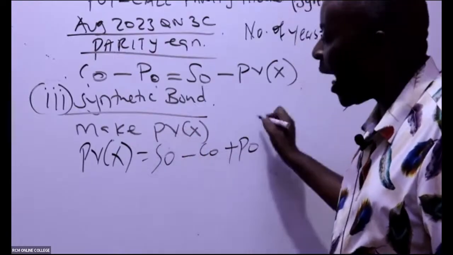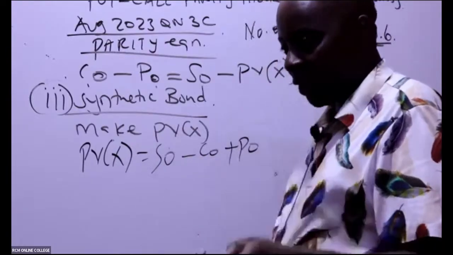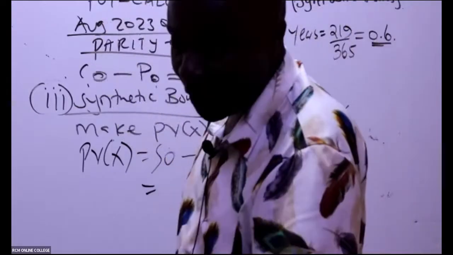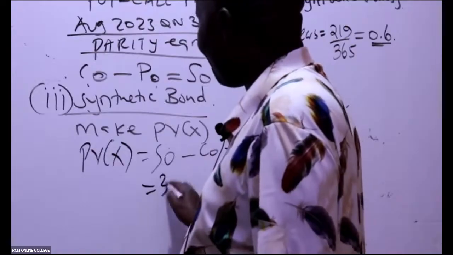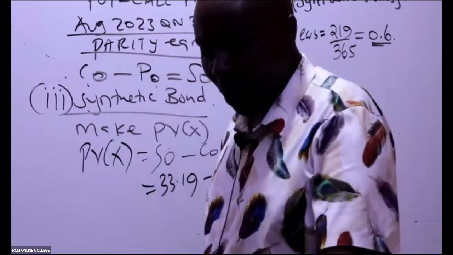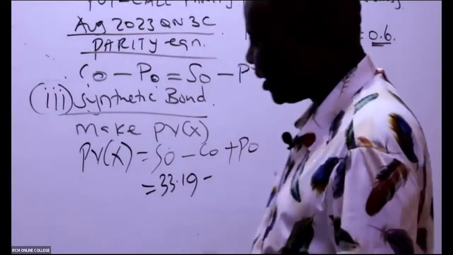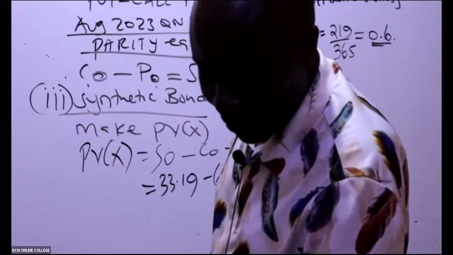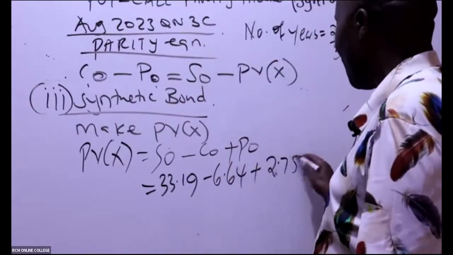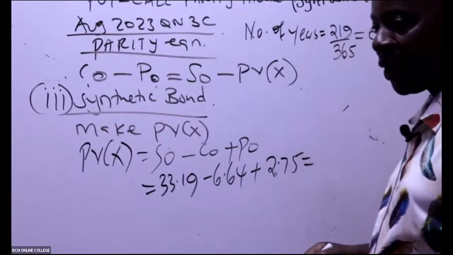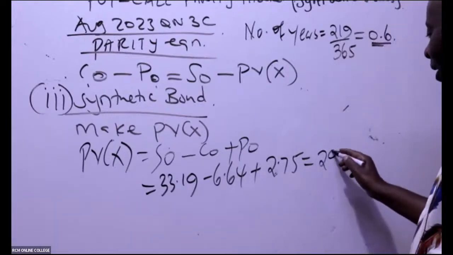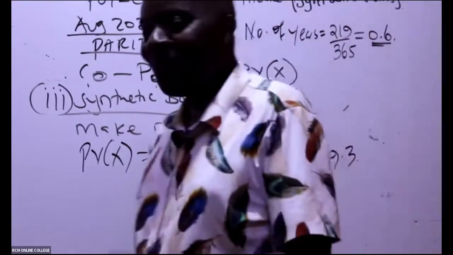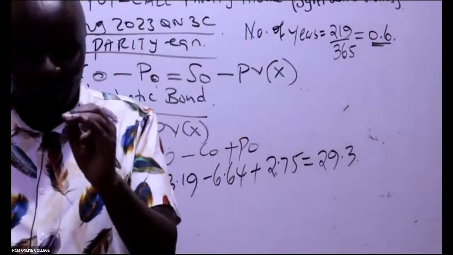Remember here you're using actual values that are given in the question. So SO is the stock price, 33.19, minus the call price. The call price is 6.64, plus the put price. Put price is what here, somebody? 2.75. So what figure are you able to get, ladies and gentlemen? Here I'm being given a figure of 29.3.